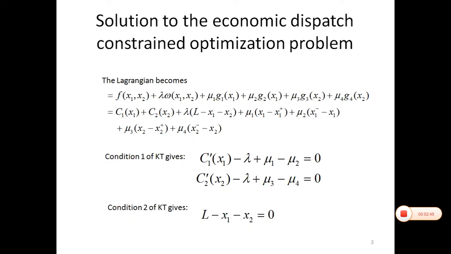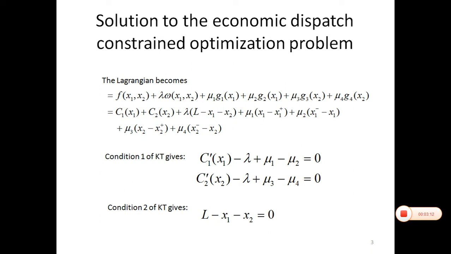So we'll make its Lagrange equation, because you know that whenever we have a constraint optimization problem, the fundamental task is to make its Lagrangian equation. Here we have an objective function, f(x1, x2), and we have one equality constraint, so we'll have one Lagrange multiplier lambda.